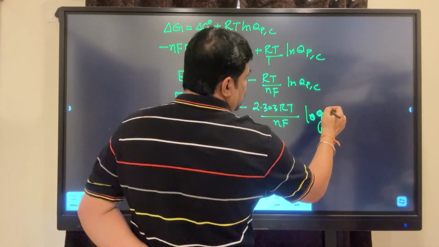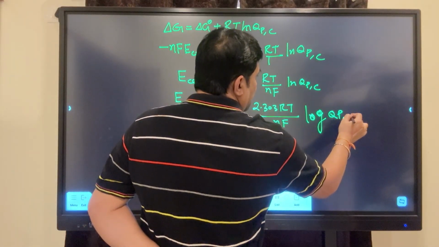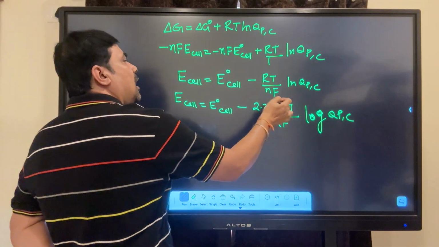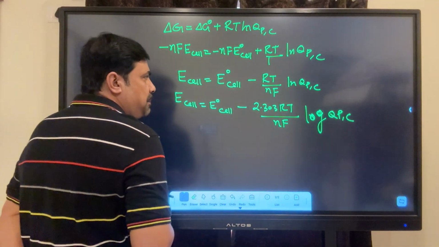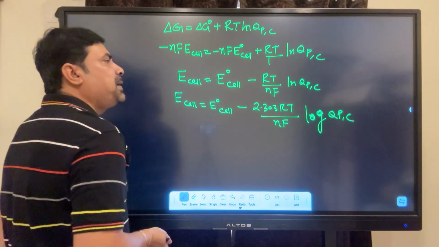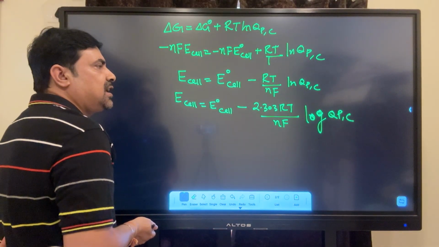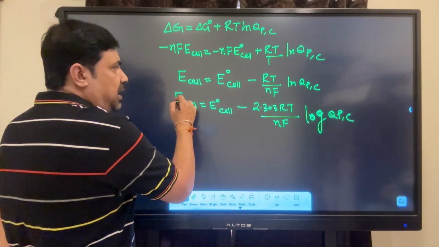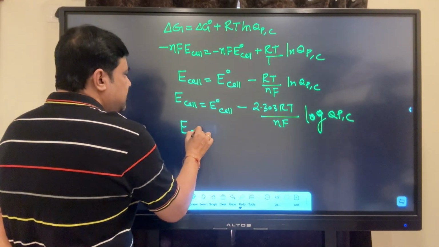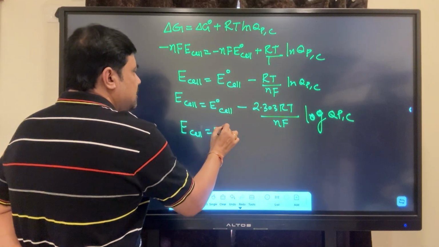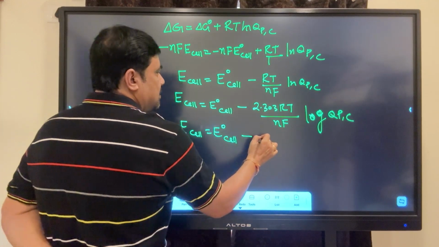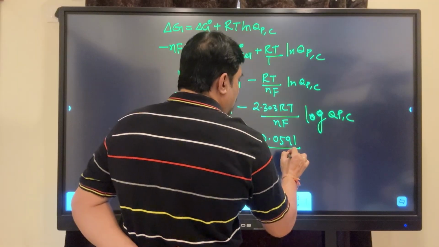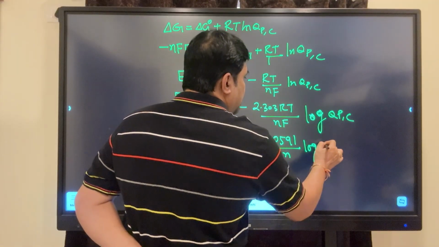Now if you put the R value in joules, the temperature at room temperature, which is 25 degrees centigrade, and Faraday equal to 96,500 coulomb, ultimately this equation comes to E cell equals E naught cell minus 0.0591 by n log of Qpc.